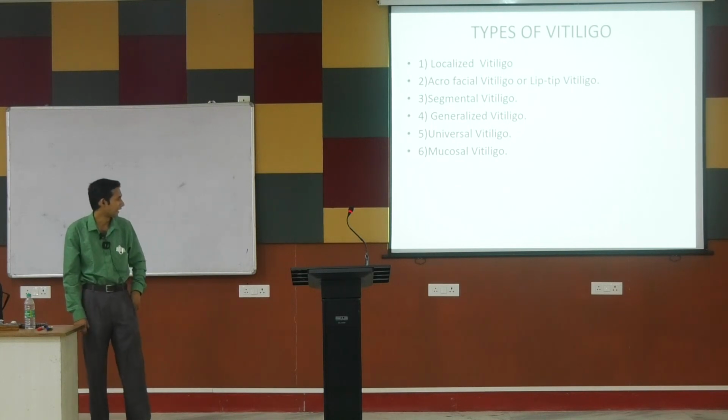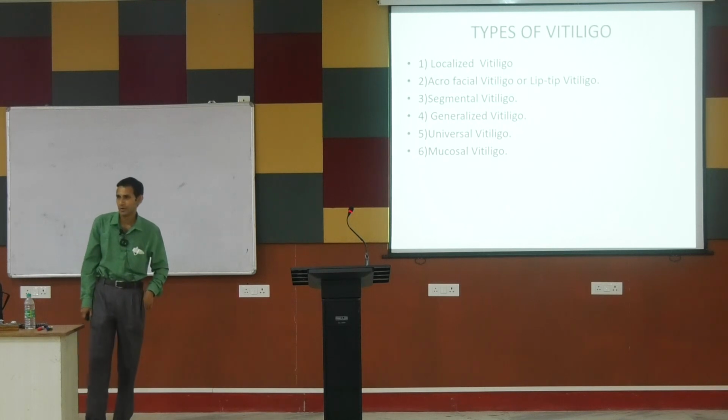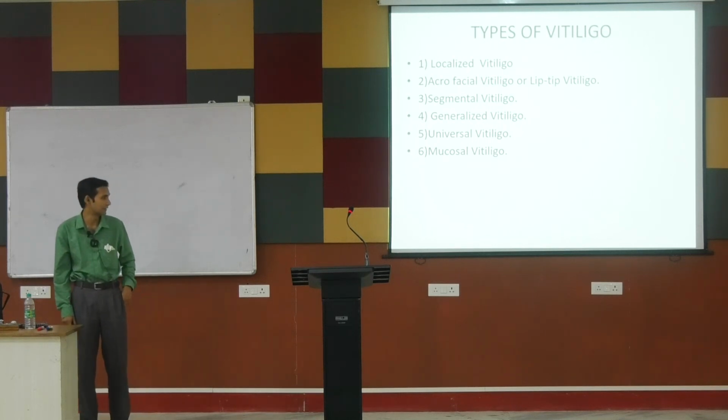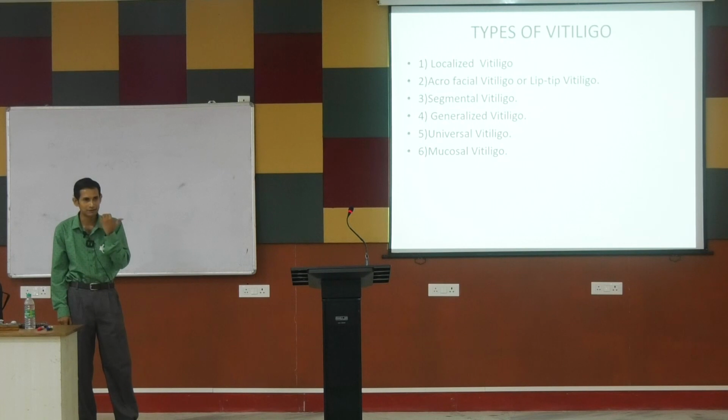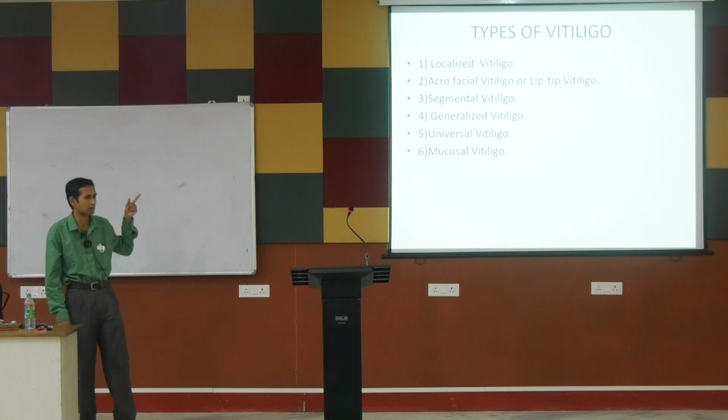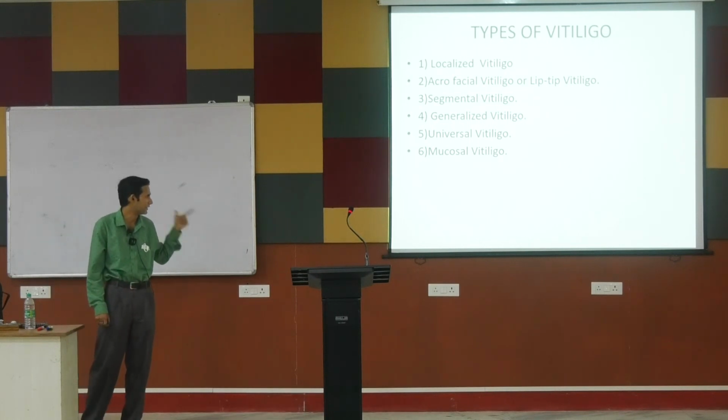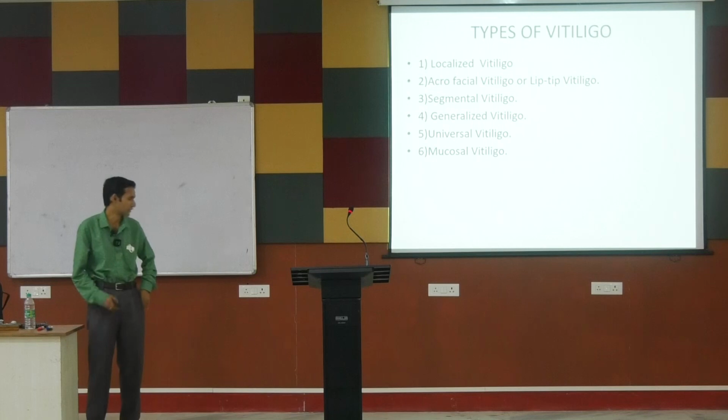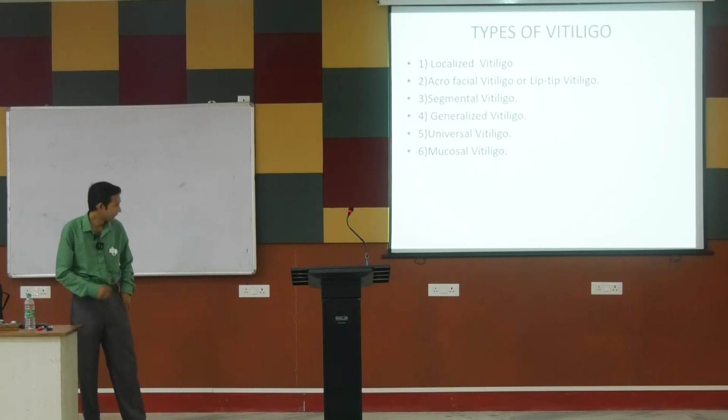And the last one is mucosal vitiligo. What is mucosal vitiligo? Mucosal vitiligo is the vitiligo which is present on the mucosal surface, that is, the inner surface of the lip, or maybe the penile mucosa or vaginal mucosa. It is very difficult to treat. It is one type of resistant vitiligo which gives resistance to treatment. Mucosal vitiligo. Usually 6 types.